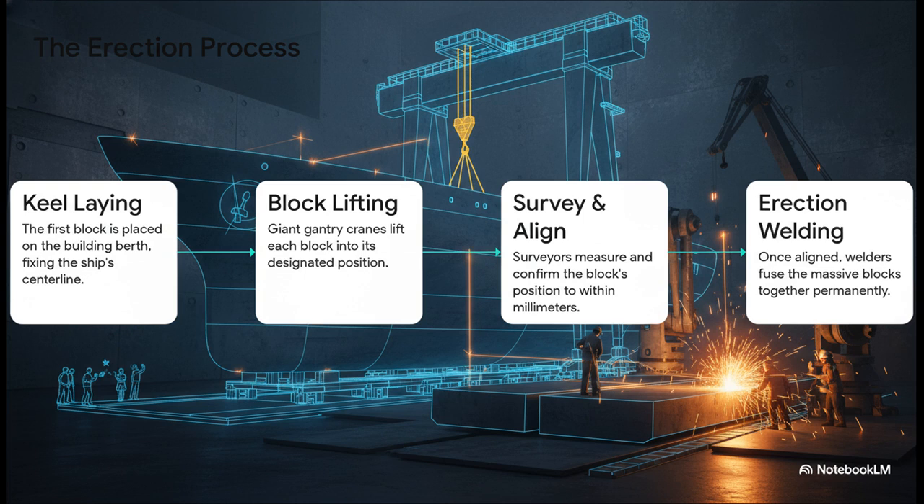It all kicks off with the keel laying. That's a big ceremony where they lay down the very first block. After that, these huge, powerful cranes lift each 500-ton block into place. Then the surveyors come in, checking everything with lasers to make sure that alignment is millimeter perfect. And only then do the welders come in to fuse these massive blocks together. You can literally watch the ship grow, section by section.